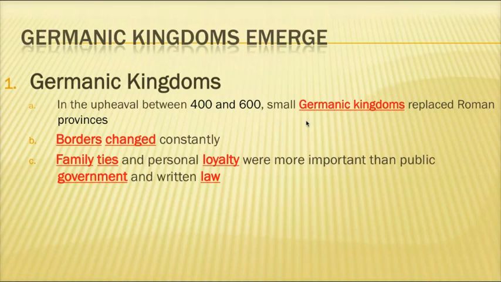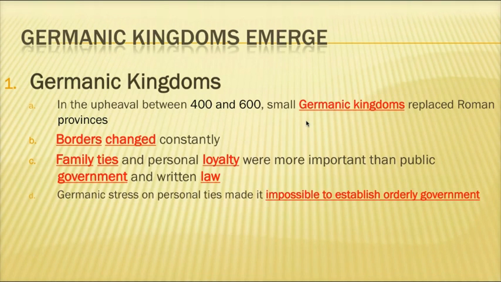Within the Germanic kingdoms, you have to understand, they couldn't read or write, so their allegiances were a little bit different. Family ties and personal loyalty were far more important than public government and written law. So you basically were there to fight next to your family, protect your family and your friends, but it had nothing to do with being conscripted into military service, writing laws, anything like that. So very, very different than what the Romans believed in.